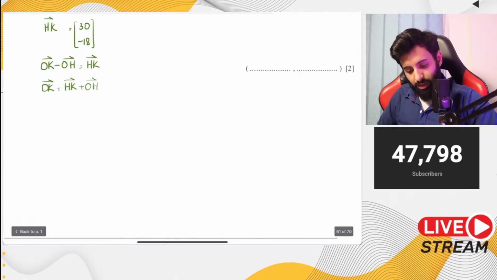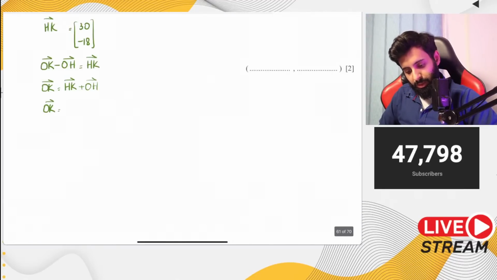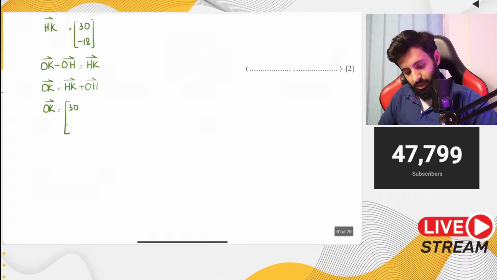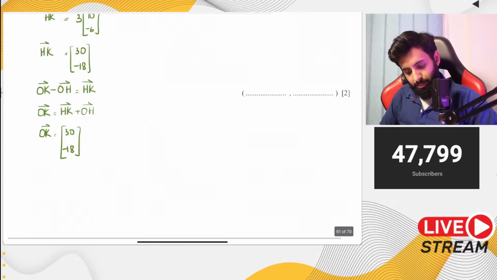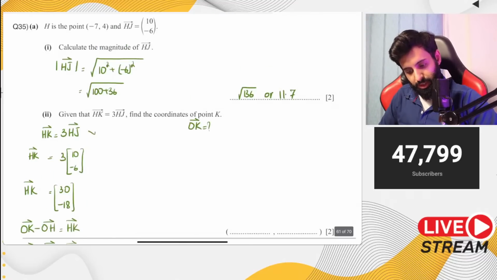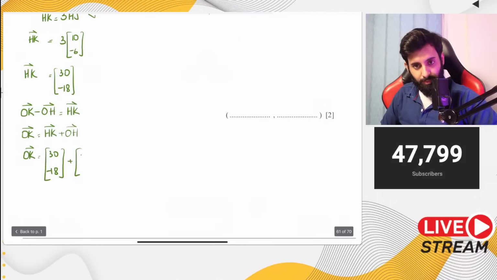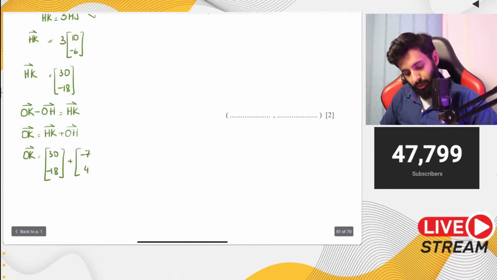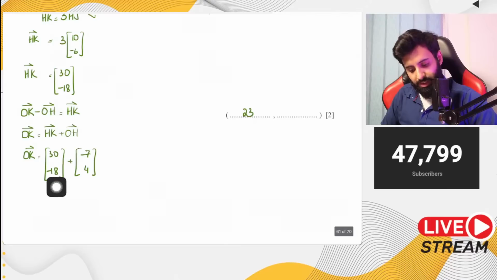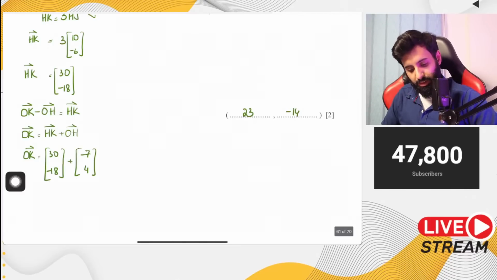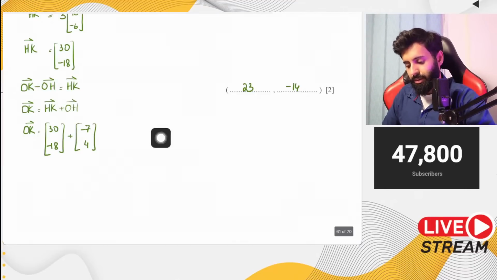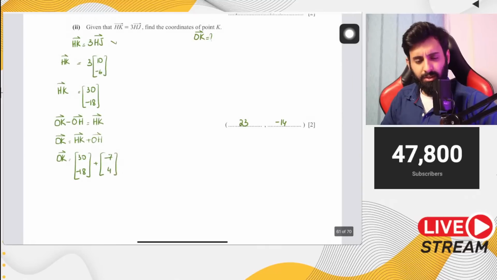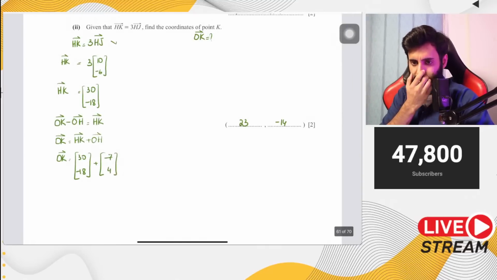Okay. Now, OK is now equal to HK, which is 30 into minus 18, all right, plus OH, which means minus 7 and 4, okay. So 30 plus minus 7 is equal to 23 positive, minus 18 plus 4 equals minus 14, and there you go. That's your answer. Okay. From this point, you can skip the part where you write the answer separately and then write it in the space that's given. Okay, that part you can skip, but yeah, there you go. That's your answer.